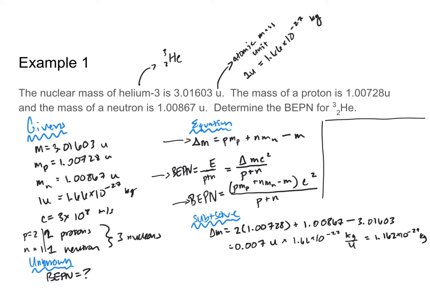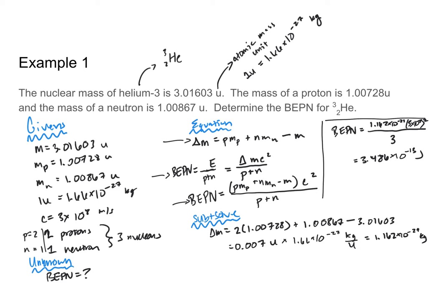Plugging that into my second equation, I get that the binding energy per nucleon is equal to 1.162 times 10 to the negative 29th times c squared, so 3 times 10 to the 8th quantity squared, divided by the number of protons plus the number of neutrons, or 3. So plugging that into my calculator, I will get that my binding energy per nucleon is 3.486 times 10 to the negative 13th joules, which is a tiny amount.